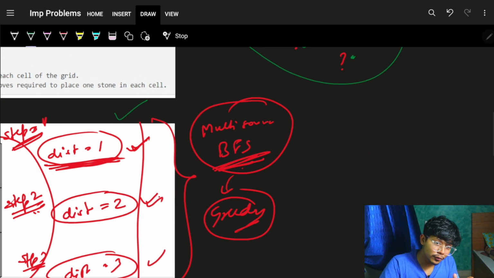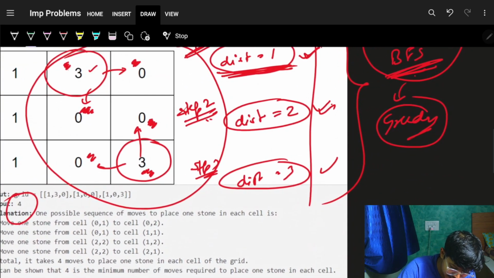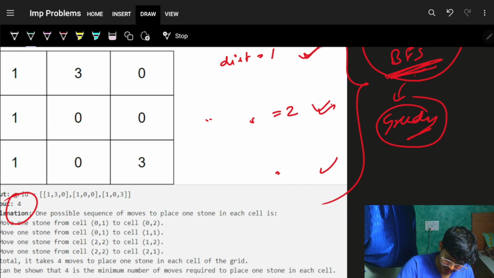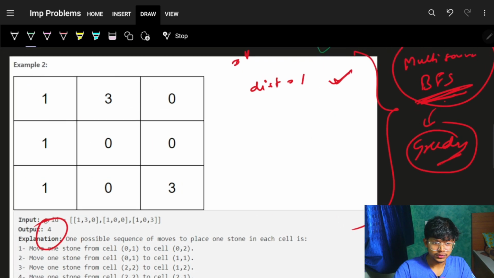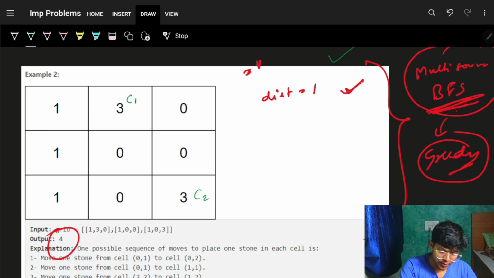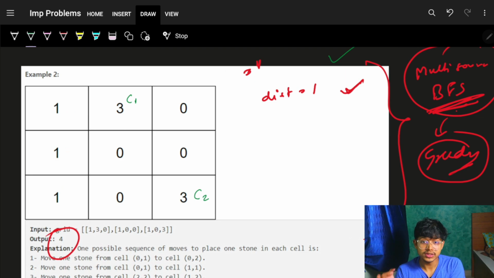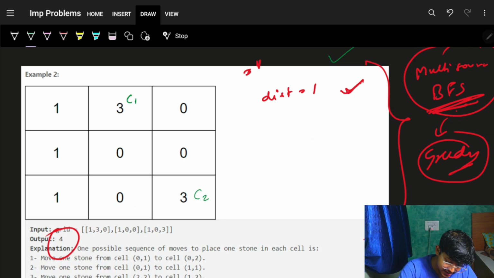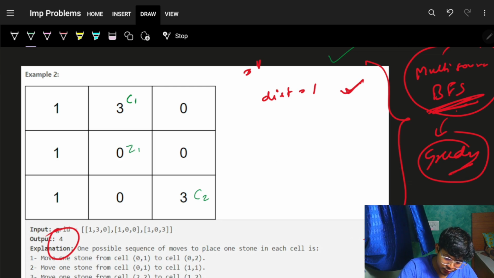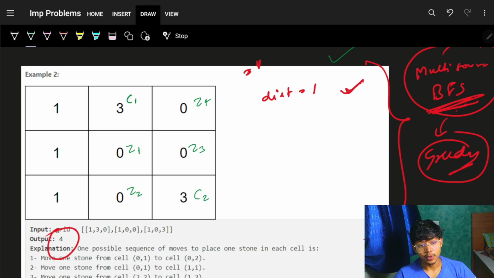Now for the brute force, what we primarily need is this thing. I'll simply erase this for a better view. For brute force, I know a cell C1, I know a cell C2. I'm not referring to these as my 0 cells because I can only touch the cells having at least some more stones than one. And let's say these are the 0 cells, which are Z1, Z2, Z3, and Z4. Now I have some 0 cells.